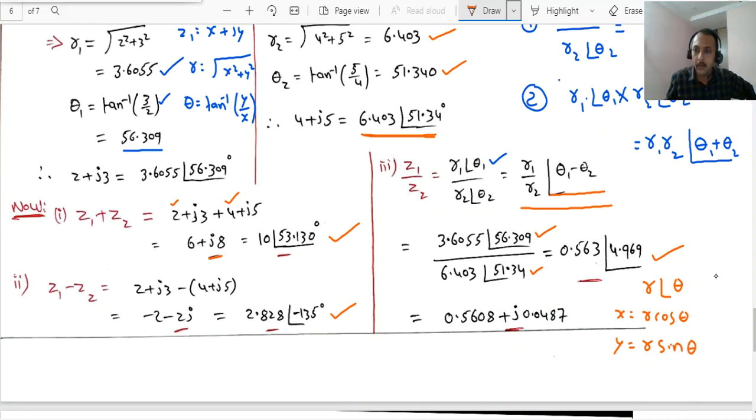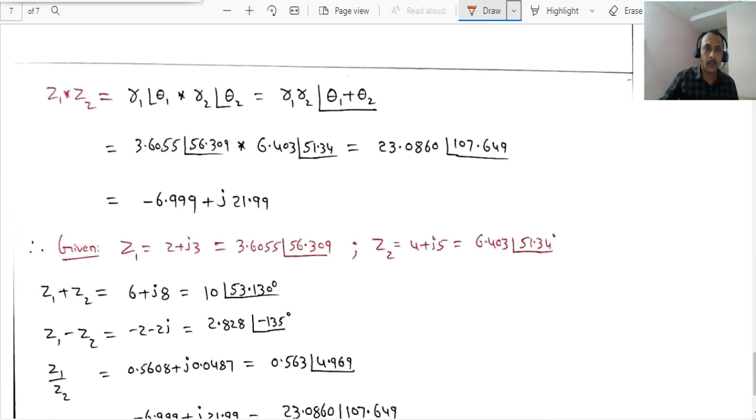Very simple. If you know R at an angle theta, and you want to write it in the form of x plus jy, the x term is nothing but x equals R cos theta. You know R, you know theta. You just find R cos theta, and to find y, simply take y equals R sin theta. You will get the y term. You write it in the rectangular form. Clear?